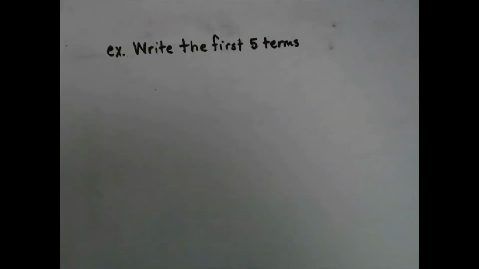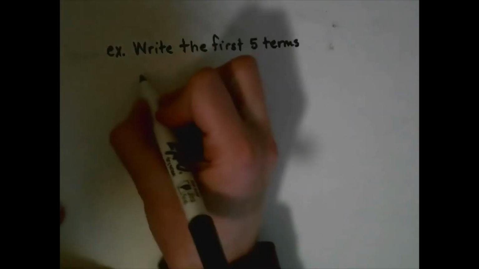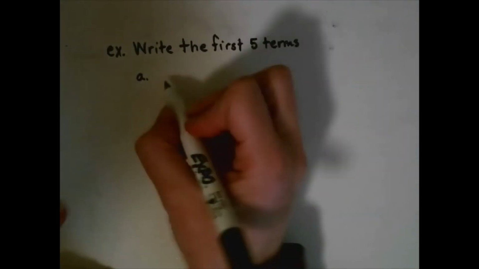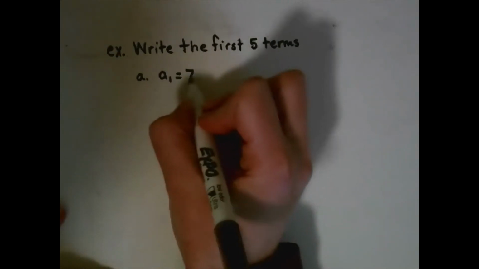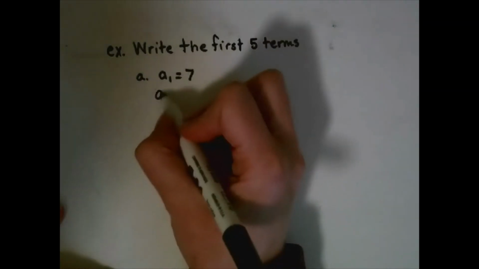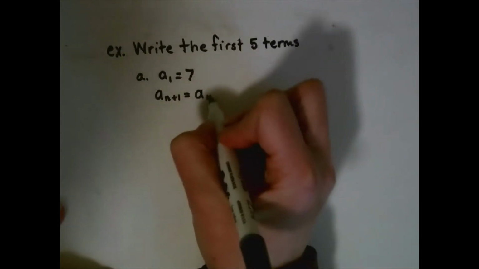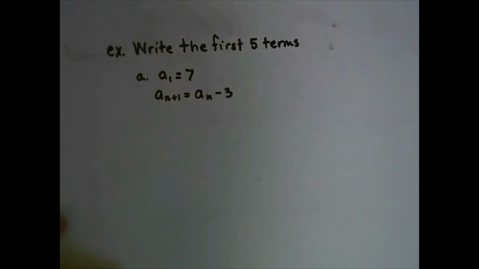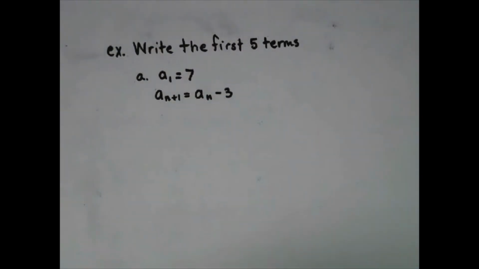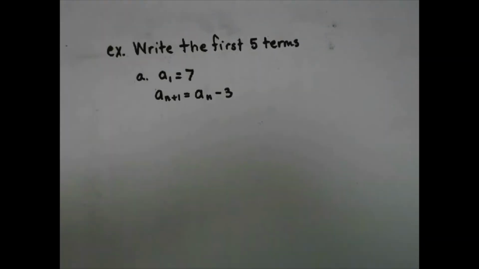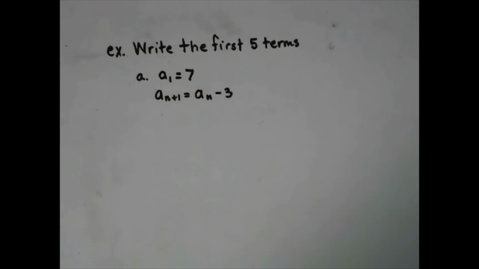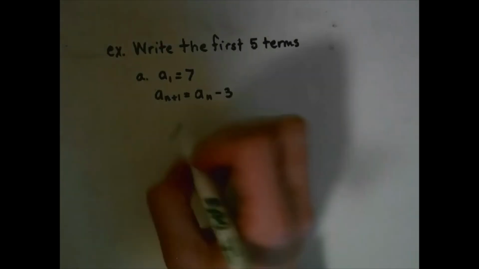Alright, now what we're going to do is write out the terms given a sequence. So my first sequence, A1 equals 7, A(n+1) equals A(n) minus 3. So we want the first 5 terms. You'll start to see the pattern pretty quick here, but I'm going to go through this slowly just so we see the subscripts and how all that works.